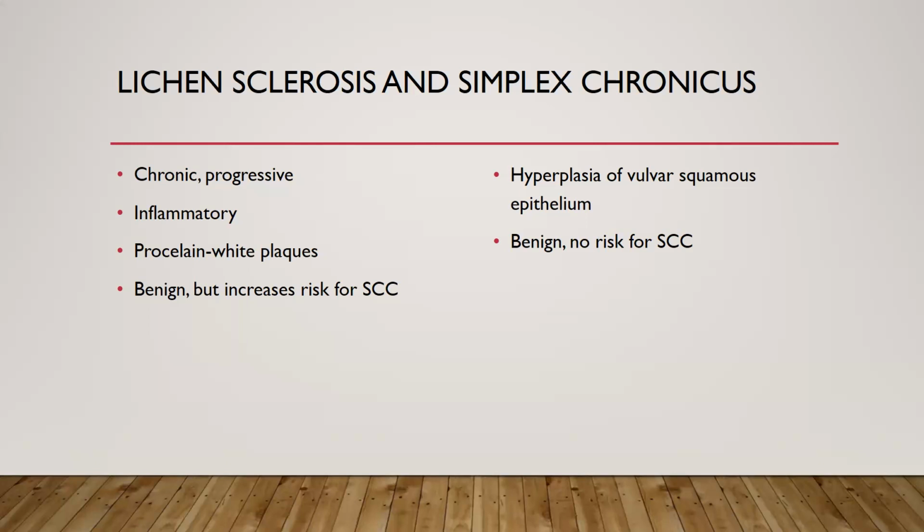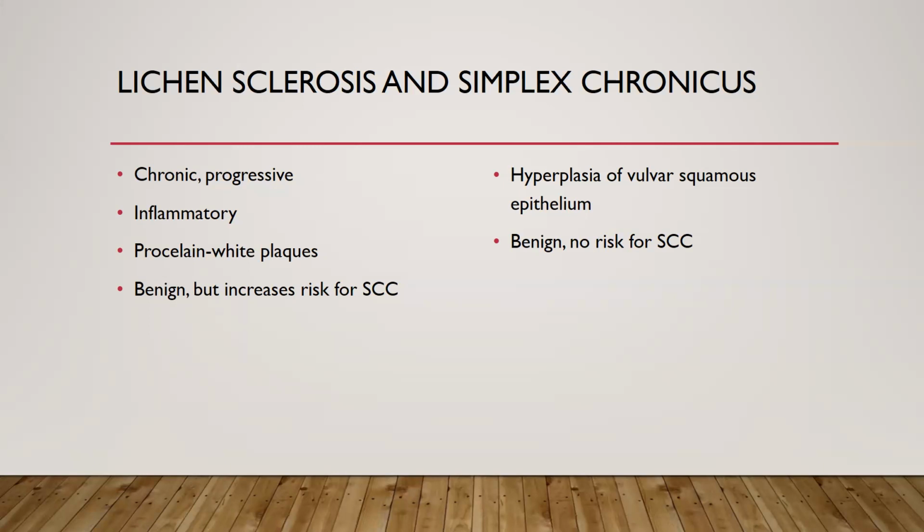Lichen simplex chronicus then is hyperplasia of the vulva, specifically of the vulvar squamous epithelium. It is benign. There's no risk for SCC. So that's the big difference. Lichen sclerosis is chronic, progressive, inflammatory, and you have a slight increased risk for squamous cell carcinoma. Lichen simplex chronicus is hyperplasia of the tissue, but it's not chronic, it's not progressive, tends to be more acute, and it's benign with no risk for SCC.